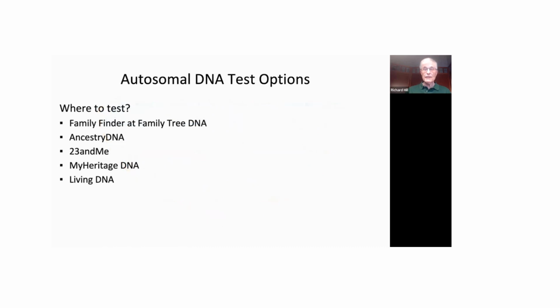There are many companies offering autosomal DNA tests today, but experts only recommend these five, the five I talked about before. Family Finder, which is the name of the test at Family Tree DNA, Ancestry DNA, 23andMe, MyHeritage DNA, and Living DNA. Any other autosomal DNA test is almost certainly a waste of your money.